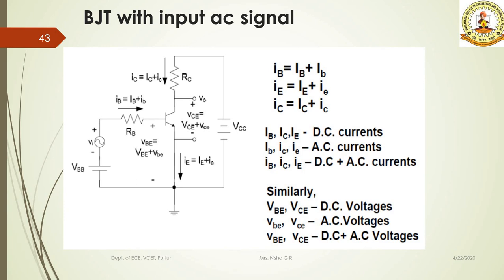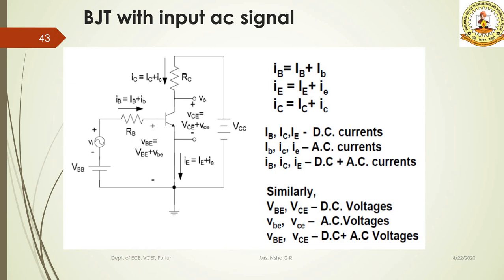So this is BJT with the input AC signal. We have now seen the different currents at the various points and various voltages. I hope you got to know what is the DC component and what is the AC component. DC components we have represented as capital letters, AC components in small letters, and DC plus AC currents as small letters with capital subscripts.